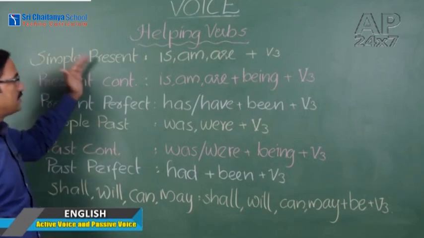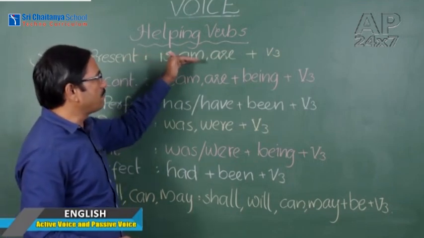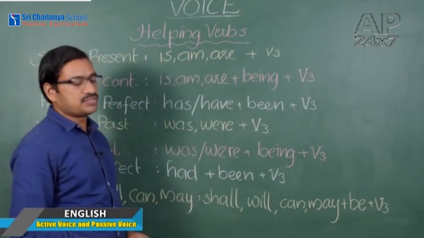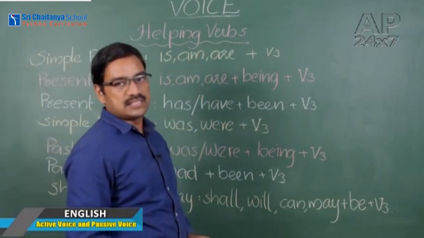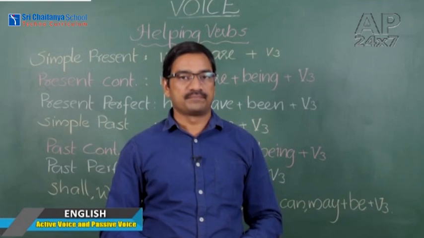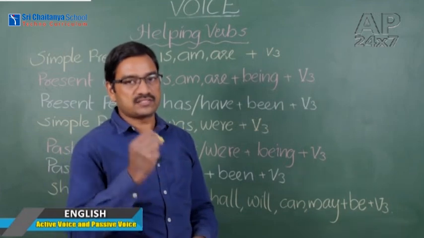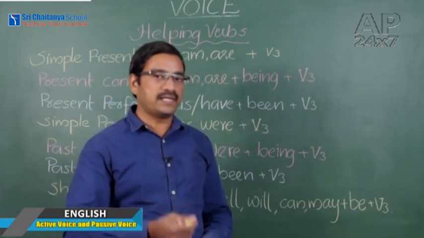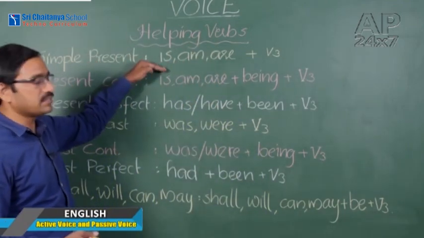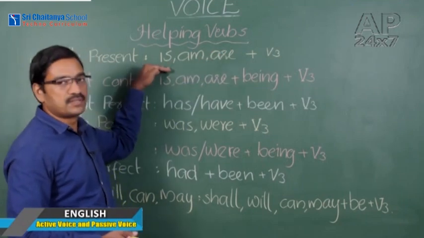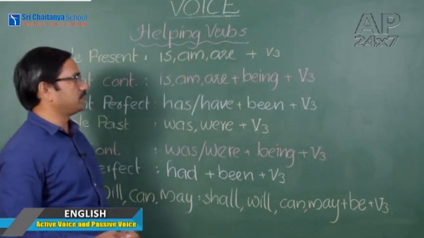Here we can see the simple present. The helping verb used for simple present passive is is, am, are plus V3. So change is or am or are depending on the singular or plural subject. For example, if I say he is doing a work, so he is a subject and that is singular, or they are playing, they is a subject, that is plural. So depending on the singular or plural subject, select one of these helping verbs. So remember, we have three choices here. Take one depending on singular or plural subject.